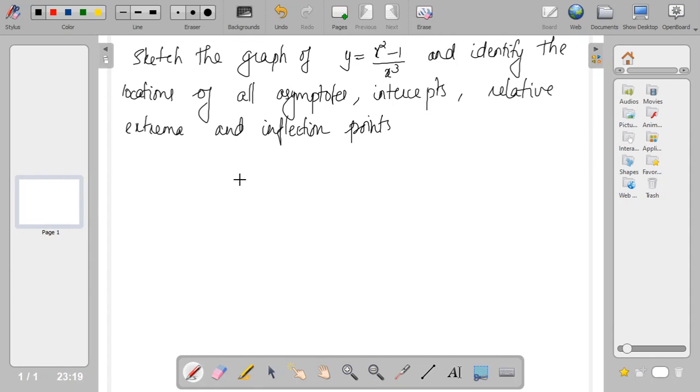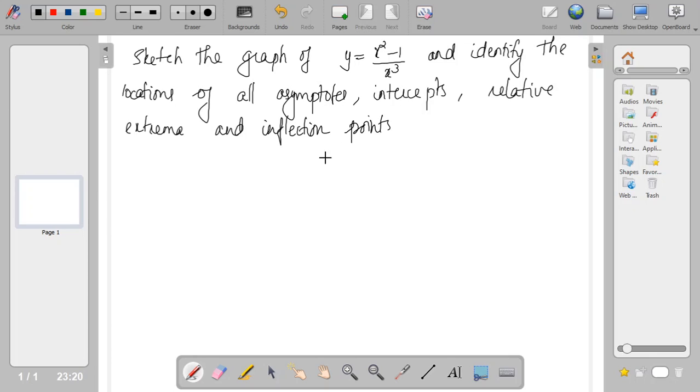Hello, so in today's class we'll see one more problem on sketching the graph of a rational function. You are given the function y equal to (x² - 1)/x³. You need to identify the location of all asymptotes, intercepts, relative extrema and inflection points, and using this we will sketch the graph of the function.